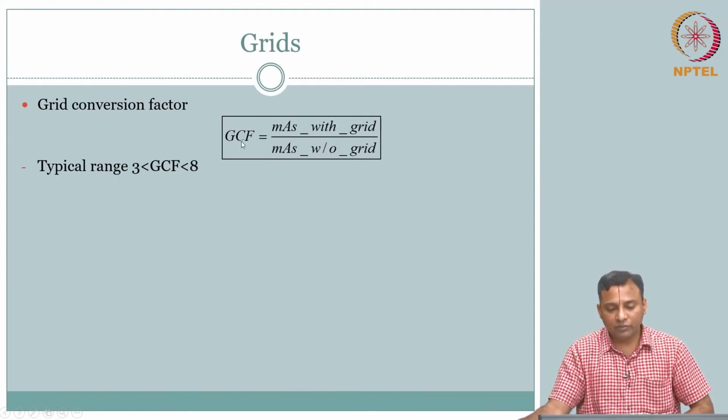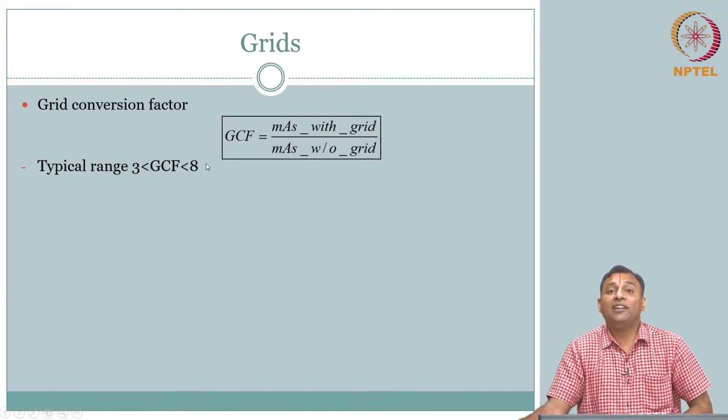So, grid conversion factor times exposure without grid is equal to the exposure with the grid. If you look at this number, it is saying that if I use a grid, the exposure with grid is several times, because 3 to 8, several times the exposure without grid. Clear? So, how much is it? This is the factor. So, you have to increase the exposure.